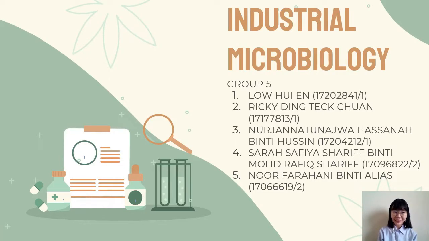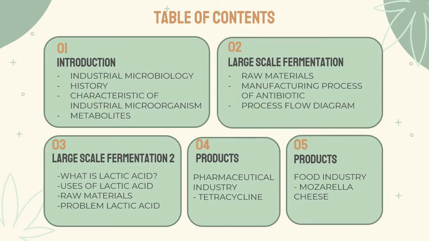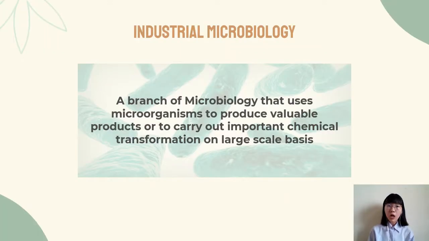Today we are going to present about industrial microbiology and its application. First of all, what is industrial microbiology? Industrial microbiology is a branch of microbiology which deals with study and use of various microorganisms to produce products such as vaccine, antibiotic, alcoholic product, or to carry out important chemical transformations on large scale basis.